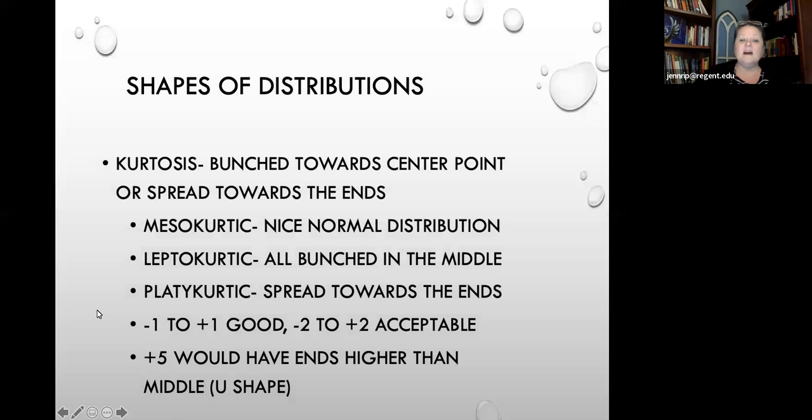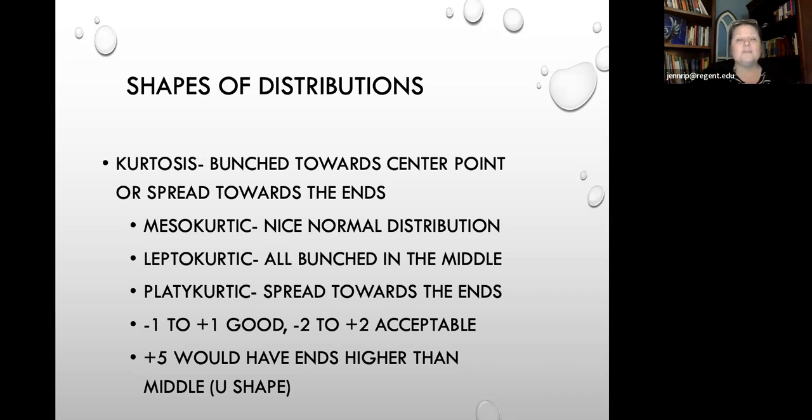All right. The other thing you can have is something called kurtosis, which is how skinny is your distribution, right? How much is it bunched up all into the center or spread out all on the ends, right? So the perfect, nice, normal distribution is called mesokurtic. It's in the middle, right? It's meso meaning middle. Lepto means narrow, right? So leptokurtic means that your bell curve is all bunched up in the middle. And we'll look at a picture of one in a second. And platykurtic is all spread out towards the ends.